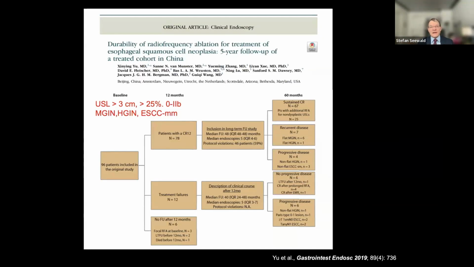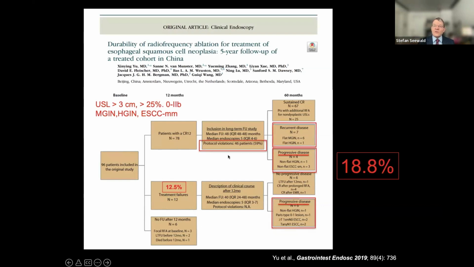This is a study from Dutch endoscopists with Chinese endoscopists, because the incidence of squamous cell cancer is very high in China. They used patients with lesions up to 3 centimeters, more than 25% of the circumference, Paris classification 0-IIb, with low-grade dysplasia, high-grade dysplasia, and mucosal cancer, and then they treated them with radiofrequency ablation. And the conclusion is the results are disastrous, because you can see here already treatment failure initially is 12.5%.